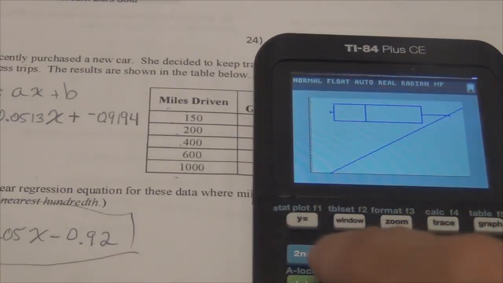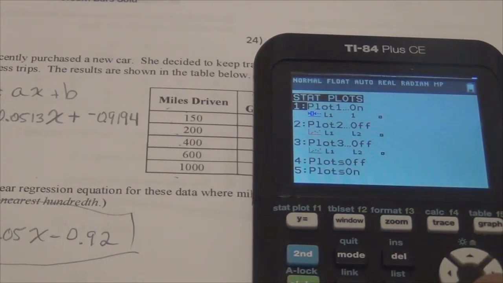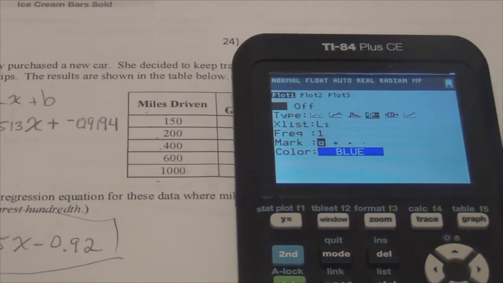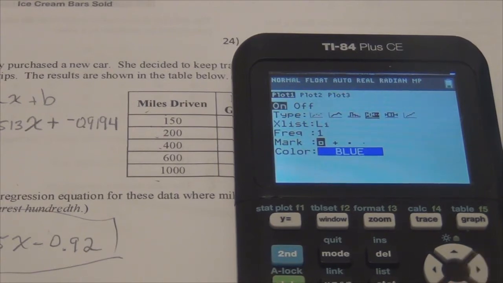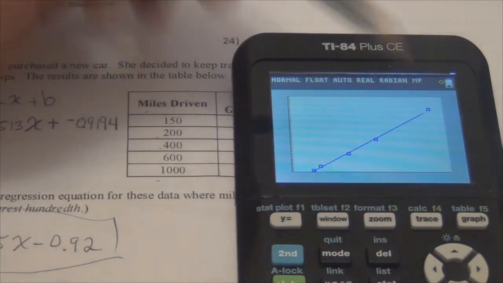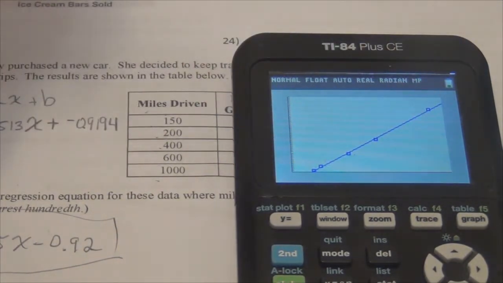Let me take this thing out. Second stats. Okay. Enter. And now I am going to, it's still on, but I want a scatter plot. See that? Now we're talking. So these were the points that we plotted, and this is the line of best fit. And you can see that it really fits really nice.